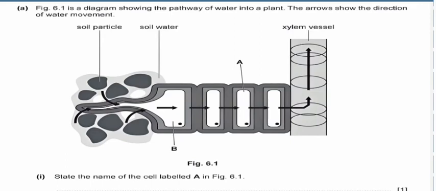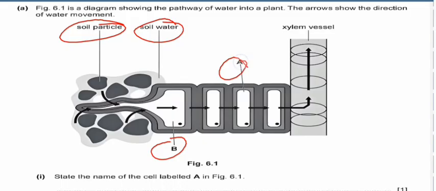This one is coming from osmosis. So it is saying, figure 6.1 is a diagram showing the pathway of water into a plant. The arrows show the direction of water movement. So we have the soil particle, and then we also have soil water, cell B and cell A. We also have the xylem vessel.